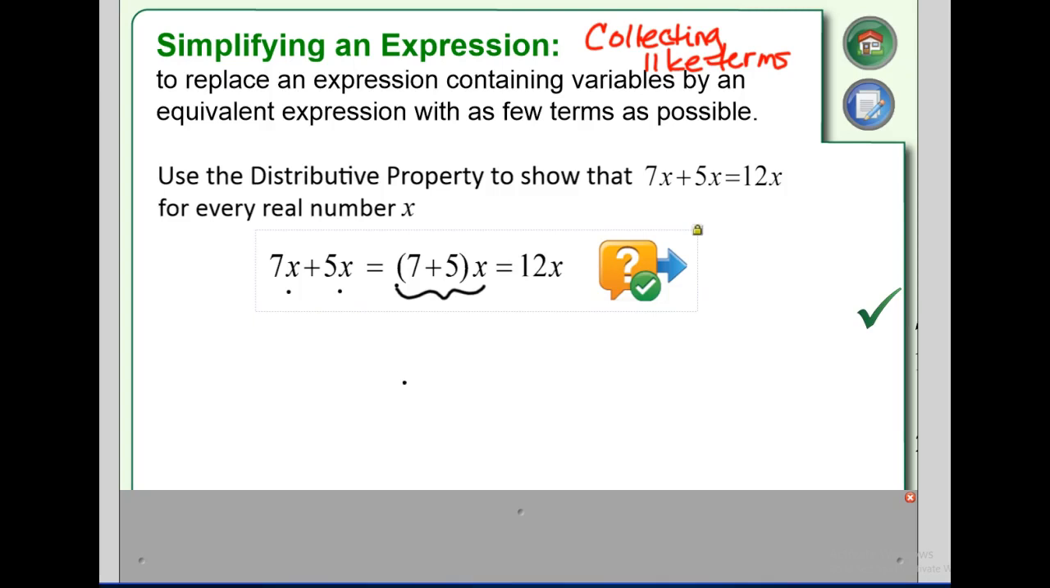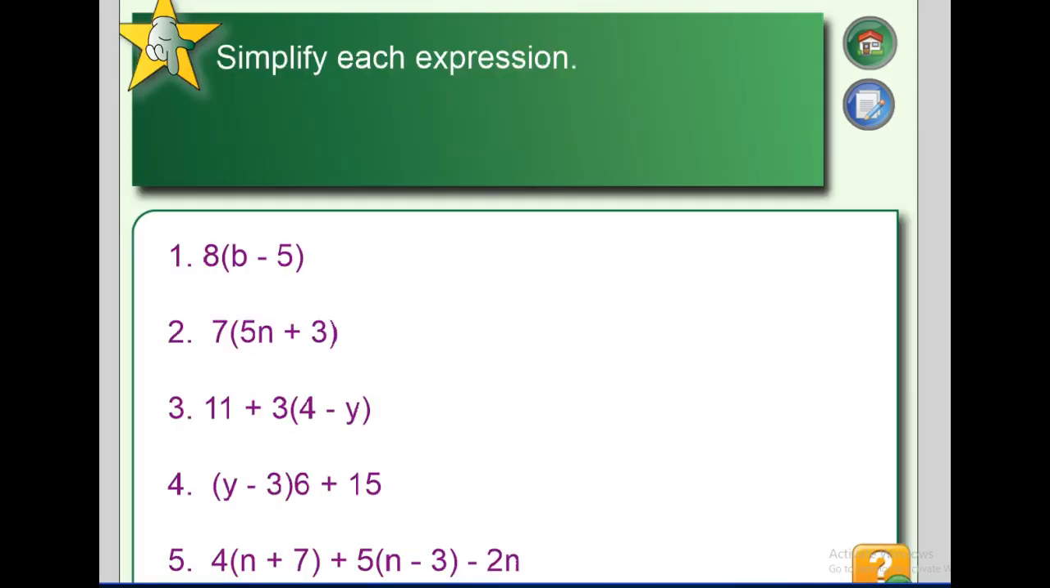All right, so collecting like terms is kind of like the inverse, or the opposite, of the distributive property. Once I realize I have the same variable, I pull out those coefficients, and I just do the math in my head. 7 plus 5 is 12x. Great job. Okay, we're going to practice a few, and let's see what we've got here.